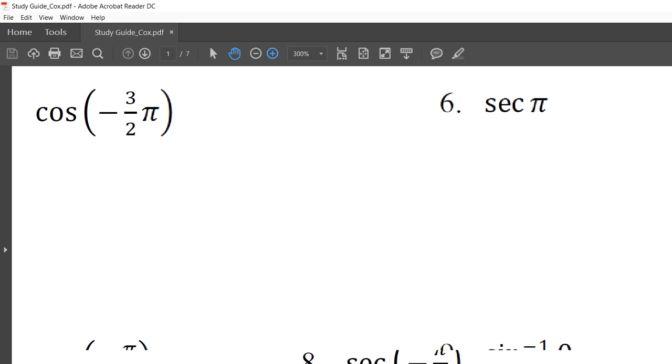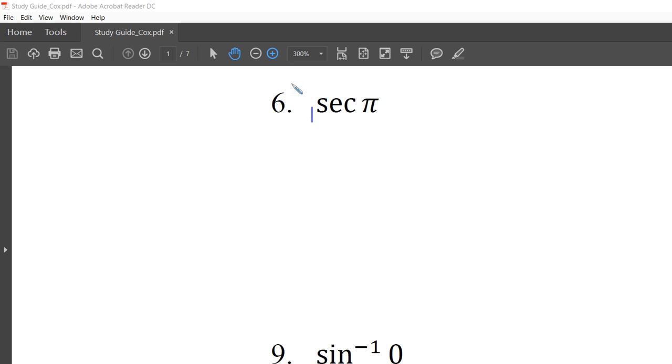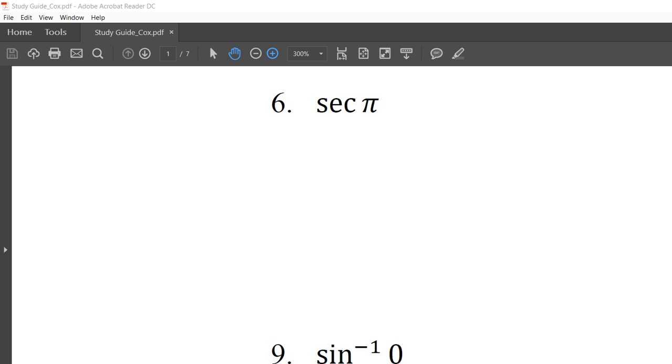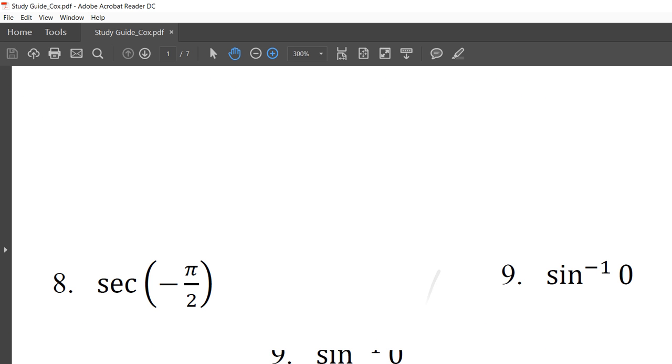How about number 6? Likewise, you go to pi, and this time secant goes with cosine. So we're going to find the value of x and flip the x. So it's -1, 0, and we're going to flip the x value, which is still -1. Make sure you're pausing the videos in between so you can try these on your own.